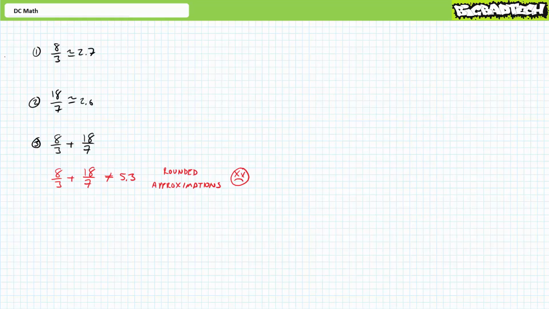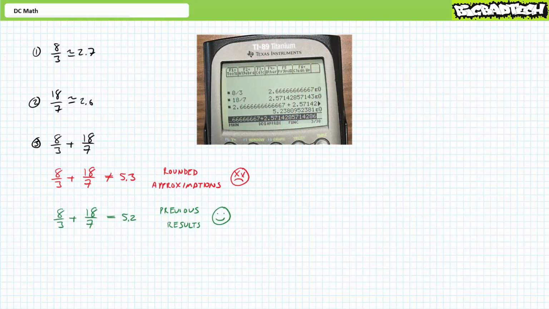If you got 5.3, rewind the lecture and listen to the important points I made about rounded approximations and previous results. Never use the rounded approximations. Always use the most accurate previous results. Making use of the most accurate previous results, the correct answer to 8 divided by 3 plus 18 divided by 7 rounded to the 10th place is 5.2.